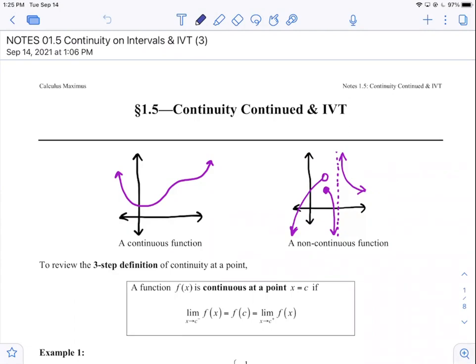So anyway, we're going to talk about continuity in 1.5 on an interval, whereas previously we've talked about it at a single point. And by a point, we mean at an x value, okay? But it could also be a coordinate, right? So we're talking about an x value. So to review the three-step definition of continuity.